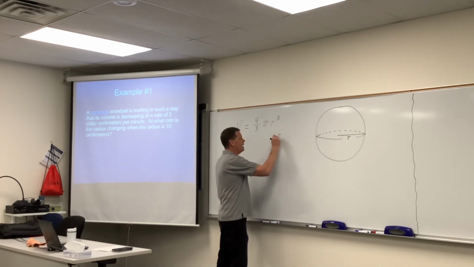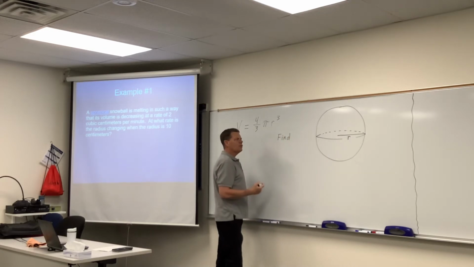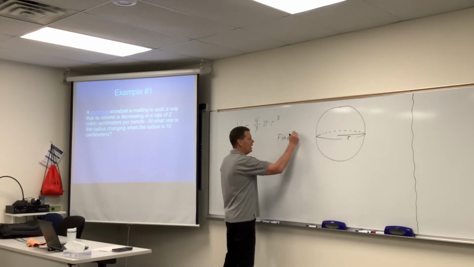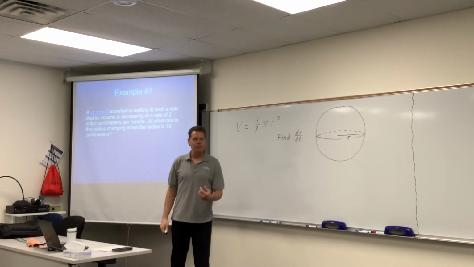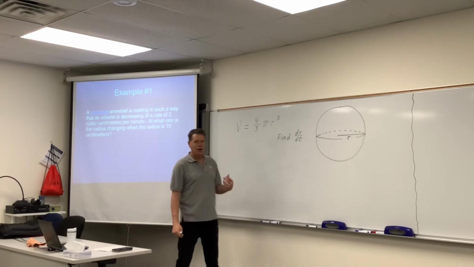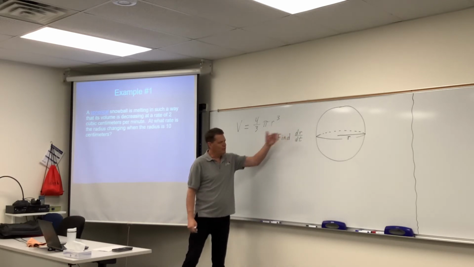So I always like to write down what it is we wish to find. And in the language of calculus, we're talking about the change of radius as it relates to time. So you'll get used to this. The symbol for that will be the change in radius with respect to time, written in calculus language as dr/dt, change in radius with respect to time.